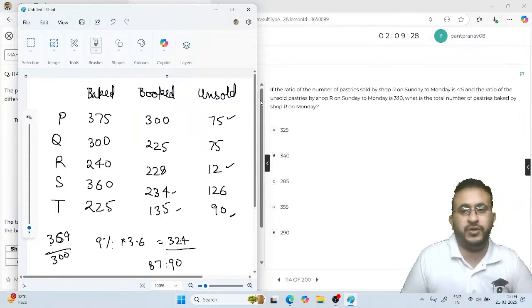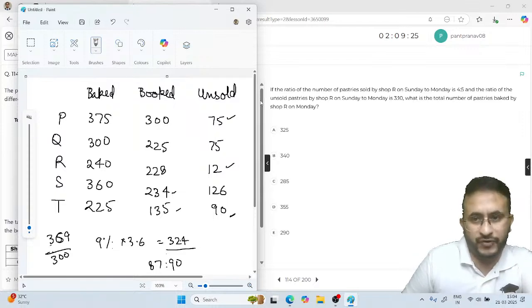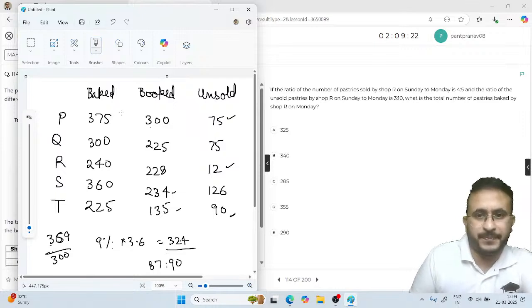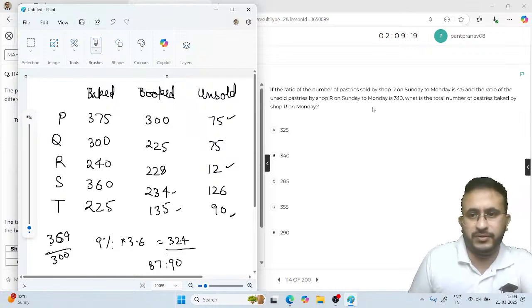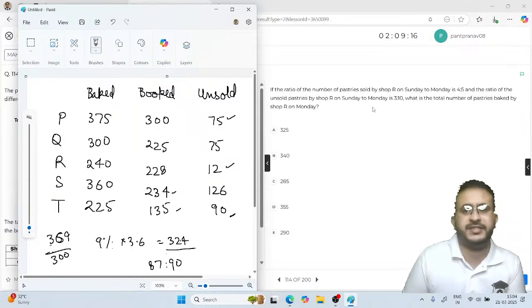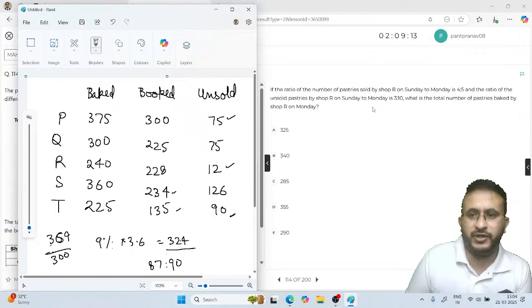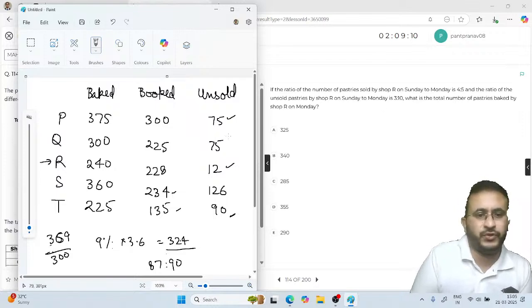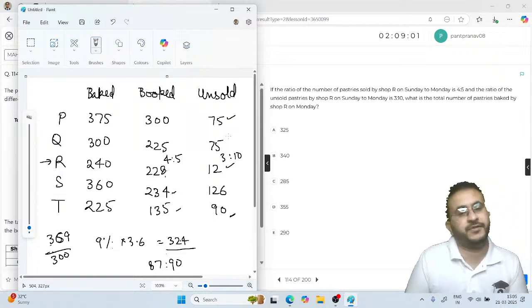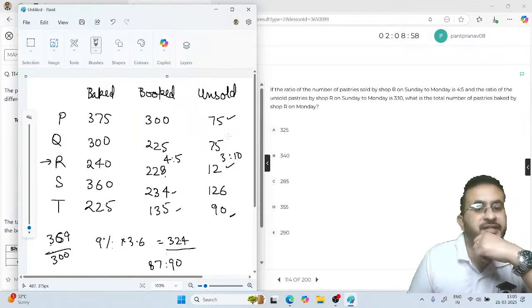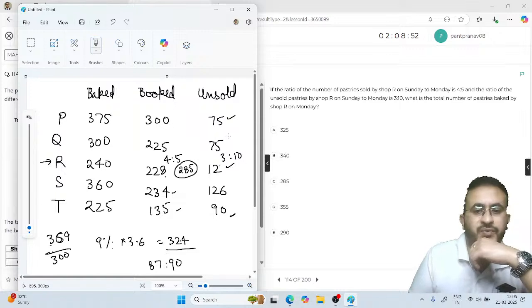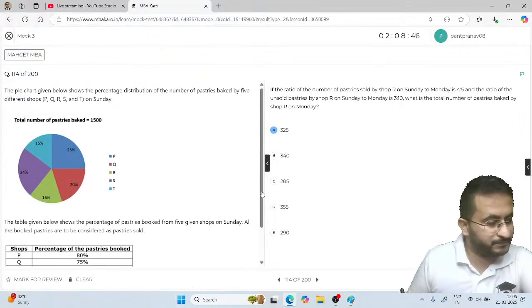Ratio of number of pastries sold by R on Sunday to Monday is 4 ratio 5, and unsold pastries is 3 ratio 10. Okay, so this data was of Sunday. Right? What is the total number of pastries baked by R on Monday? So sold is 4 ratio 5, and this is 3 ratio 10. So sold, divide by 4, that is 57. So into 5 is 285. Three parts is 12, one part is 40. So that will be 325. Okay.